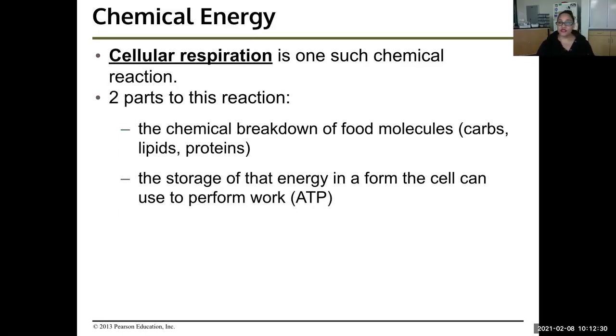Cellular respiration is one such chemical reaction, and there's two parts to this reaction. Part one is the chemical breakdown of the food molecules that we eat: carbs, lipids, proteins. And then part two is the storage of that energy in a form the cell can use to perform work. And we store that energy as a molecule called ATP.